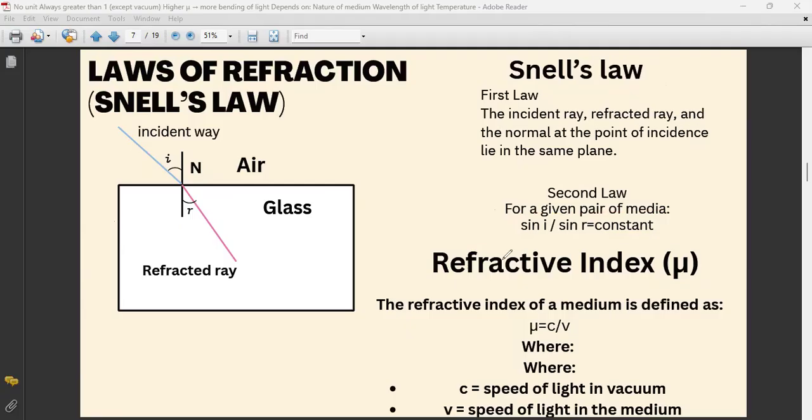Now here we have the new concept, which is refractive index, which is represented by the constant nu. The refractive index of a medium is defined as nu, which is given as a ratio c upon v, where c is the speed of light in vacuum and v is the speed of light in the medium.